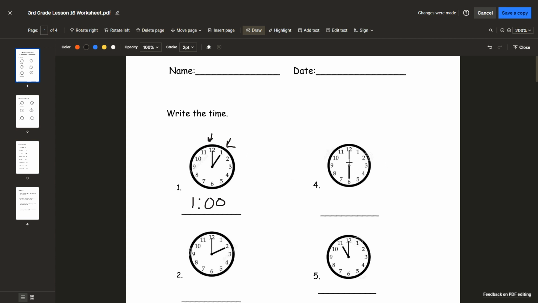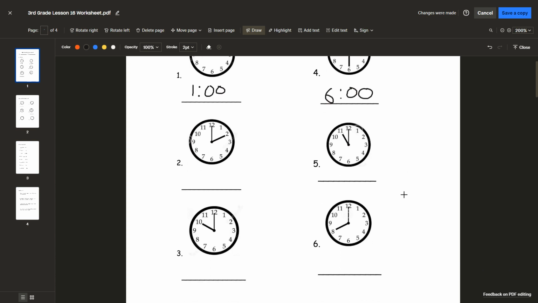Okay. Number 4, let's look. Our hour hand is pointing to number 6 here. So number 6, we can write this here, right? And then our minute hand, which is the thinner one, is pointing to 12 again, which we know is 0. So you can write 6 o'clock.